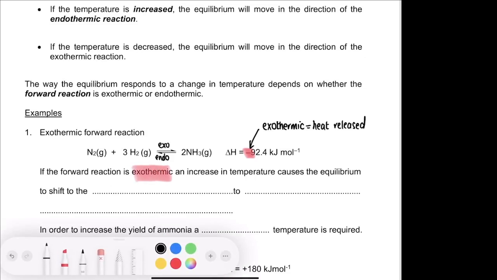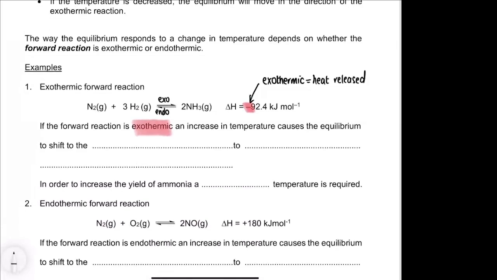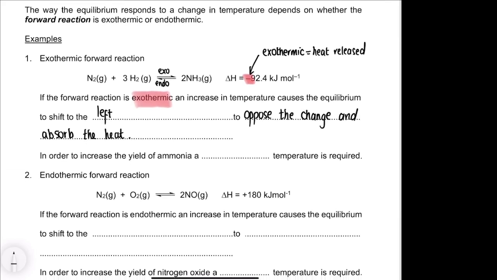So an increase in temperature will cause the equilibrium to shift backwards away from that, so to shift to the left to absorb any heat that we're putting onto it. It doesn't want us to put more heat on, so it's going to take that heat in, and the taking heat in direction is backwards, so the position of equilibrium will move to the left. So wherever we were before, we're going to go left. So we've gone left to oppose the change and absorb the heat.